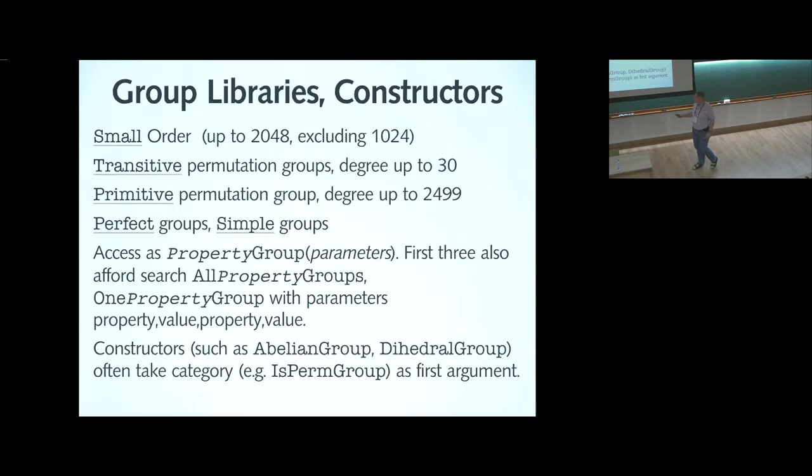Finally, for some generic constructors, abelian group or dihedral group, you can give the category as a first argument. So if you want the dihedral group, by default it will come as a PC group. If you want it as a permutation group, you can say dihedral group, perm group, comma, 8, and you will get that group of order 8 on 4 points as a permutation group.